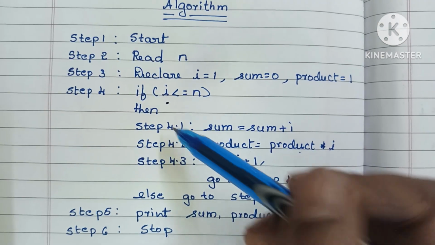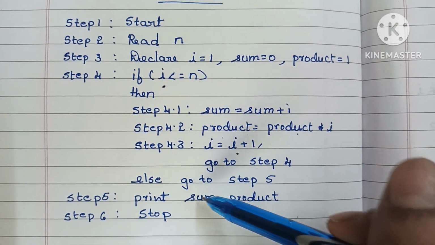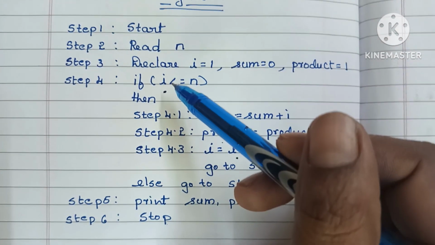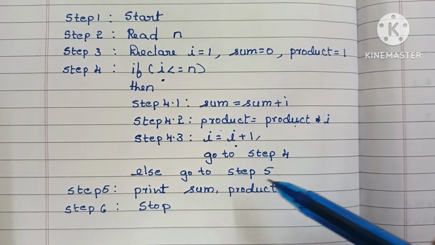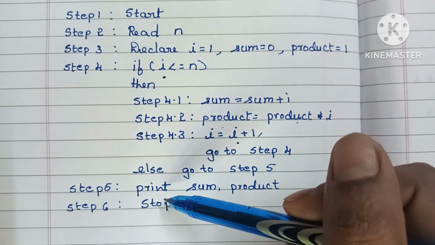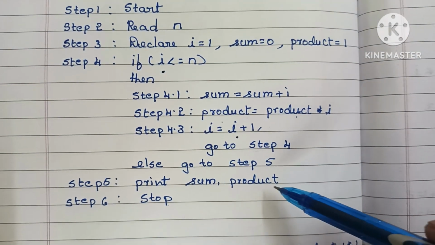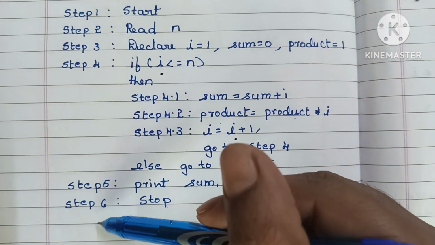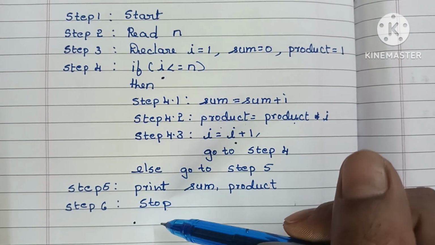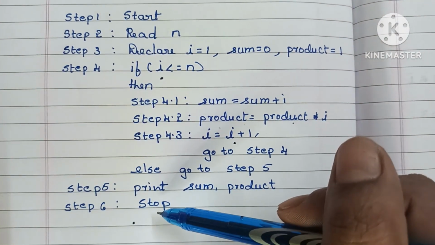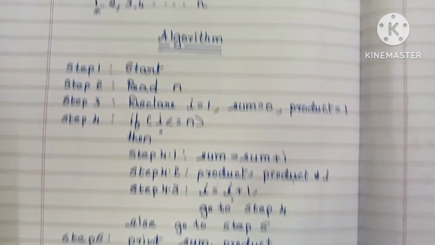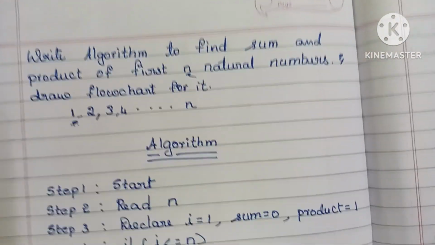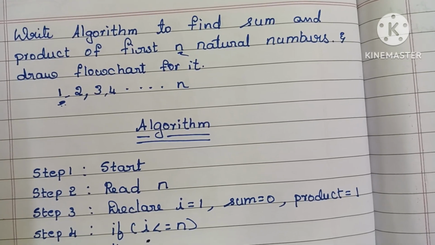If this condition is false, we have to go to step number 5. In step number 5, we have to print sum and product. This is the output, print sum and product. In step number 6, we have to stop the algorithm using the stop statement. So guys, this is the algorithm to find the sum and product of first n natural numbers.